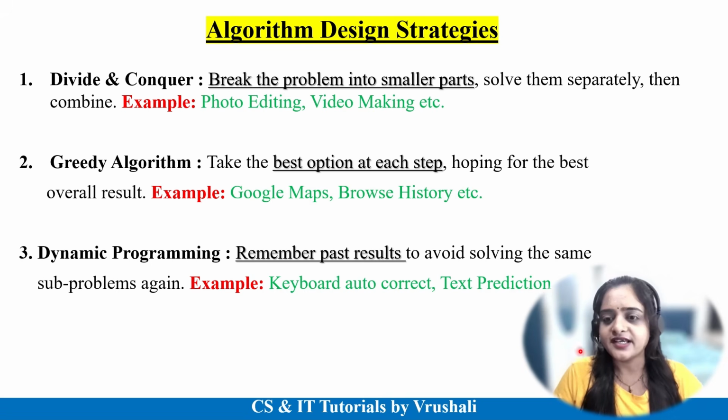Again, the next example is text prediction. When you search on Google and type just S, it gives you all the results you already searched previously starting with S, right? This is called dynamic programming. They store and reuse your data and information.